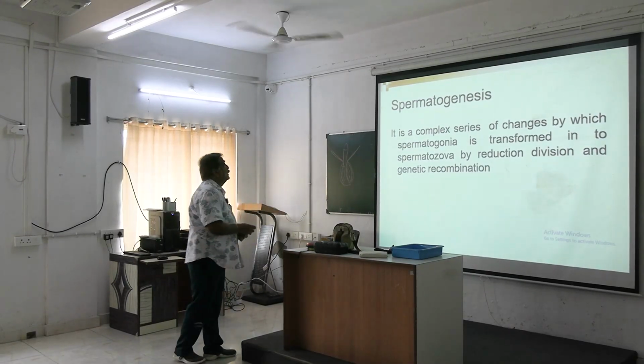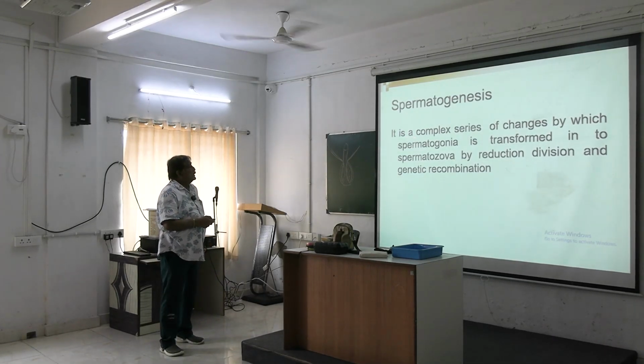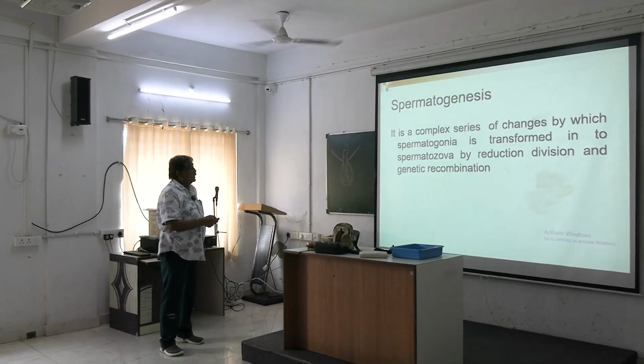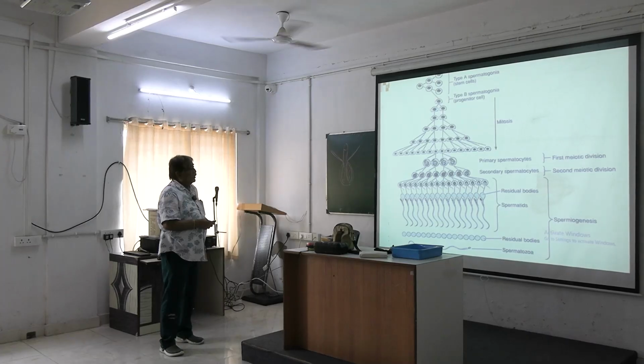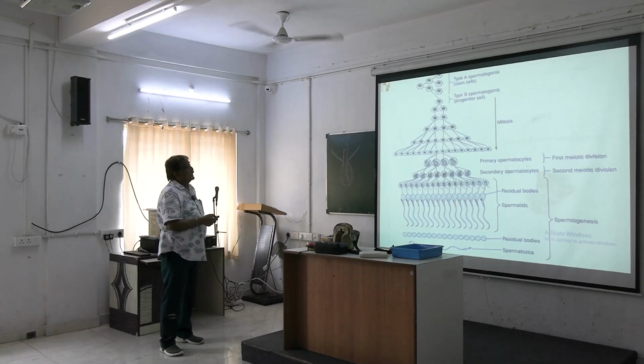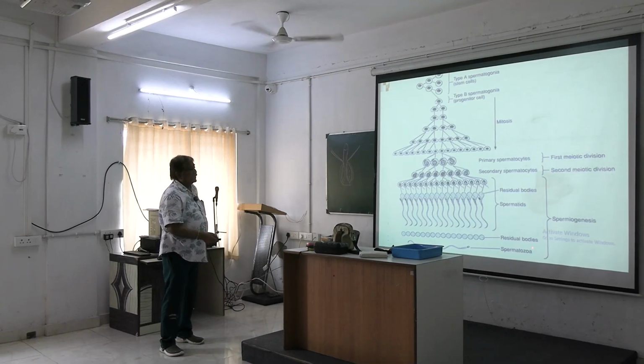Now this is spermatogenesis. It is a complex series of changes by which spermatogonia are transformed into spermatozoa by reduction division and genetic recombination. Now this is the picture of how it goes about. Type A spermatogonia, stem cells. Type B spermatogonia. Now mitosis, this is the mitosis. Now primary spermatocytes, first meiotic division. Secondary spermatocytes, second meiotic division. This whole process is known as spermatogenesis.